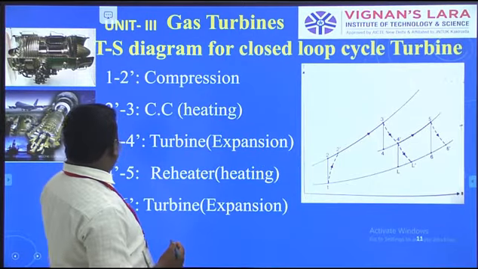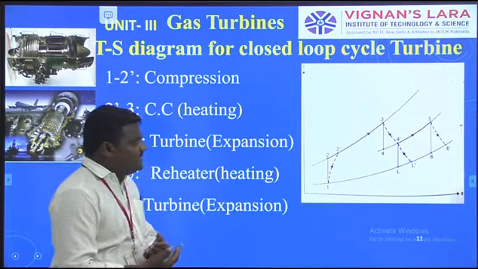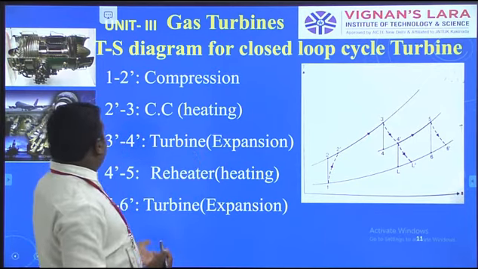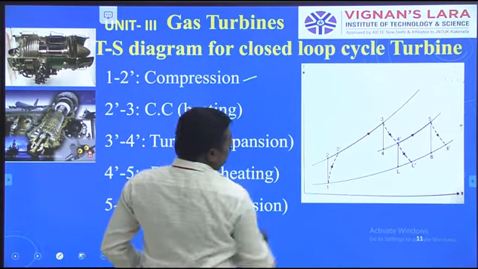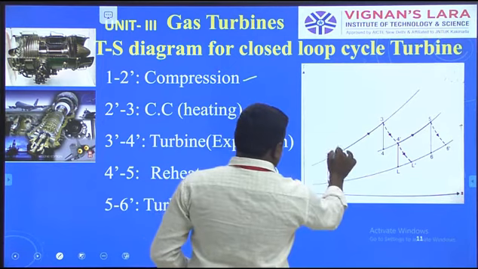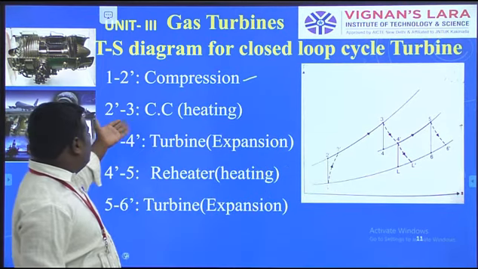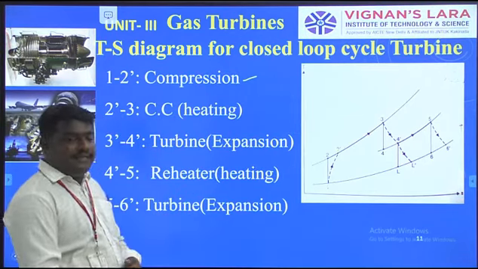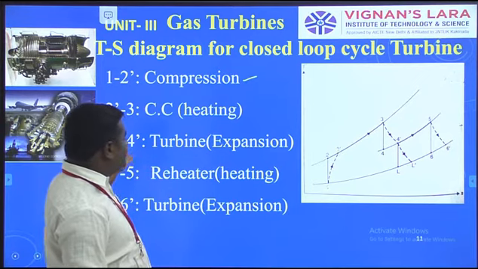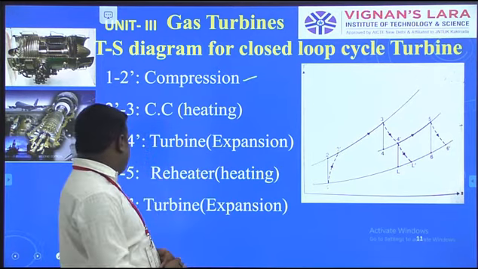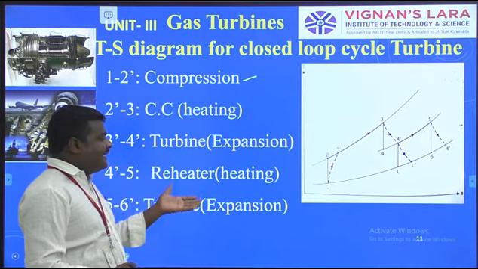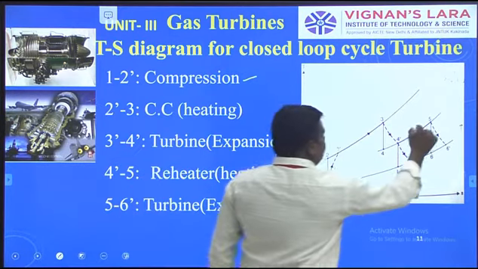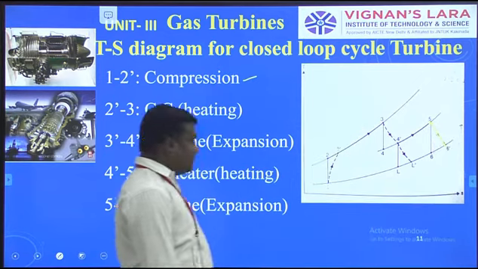Then this is the TS diagram for the closed loop cycle turbine. We have already explained this in the previous slide: this is the intercooling, and this is the reheating. So the 1 to 2 dash process is the compression, and the 2 dash to 3 is the combustion chamber, that means the heating will be created. The 3 dash to 4 dash is the turbine expansion, the 4 to 5 is the reheater, that is also a heater, and the 5 to 6 dash is the turbine expansion.